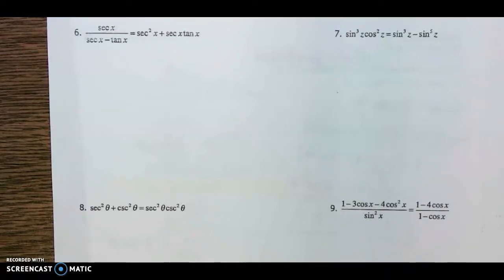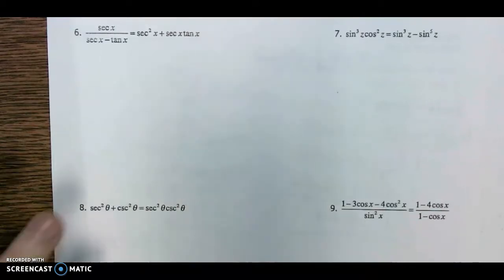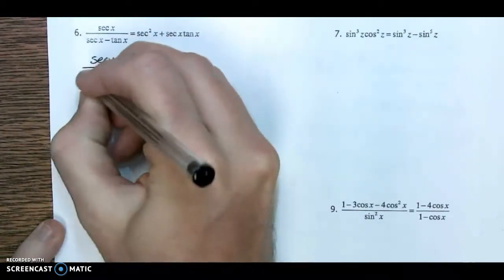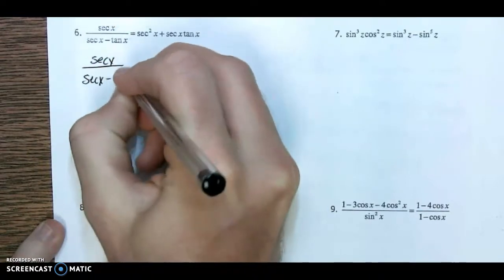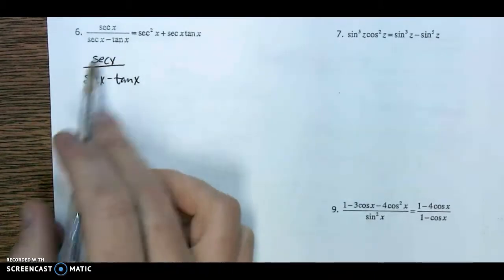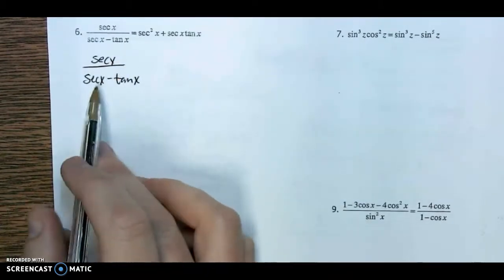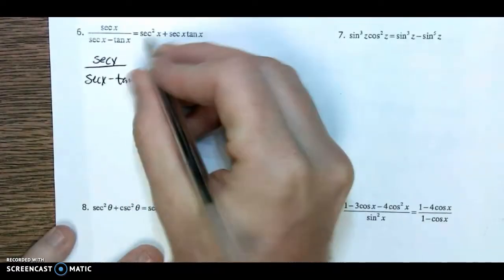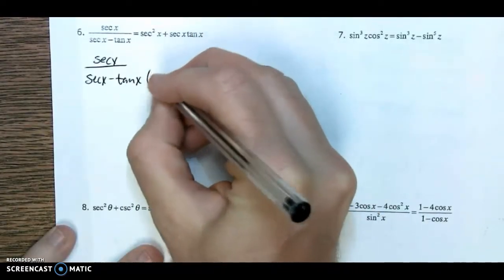In number 6, we're going to take the left side and see if the conjugate will work. So we're going to take secant on top, secant minus tangent. And the reason I'm trying the conjugate is because we have something minus something. So it's possible that these all turn into fractions. If conjugate doesn't work, we'll try fractions. But I want to see if the conjugate will work for this to get to where we want to go.